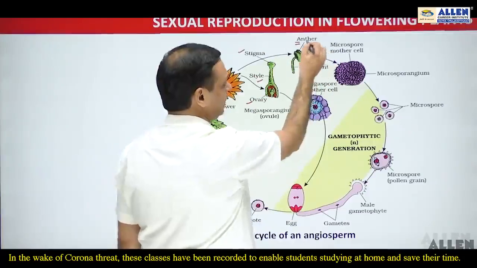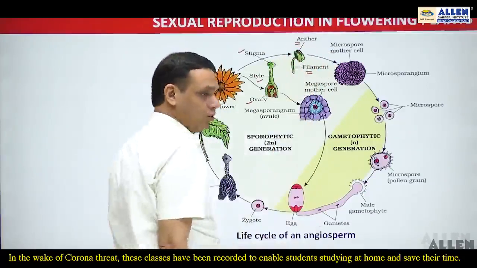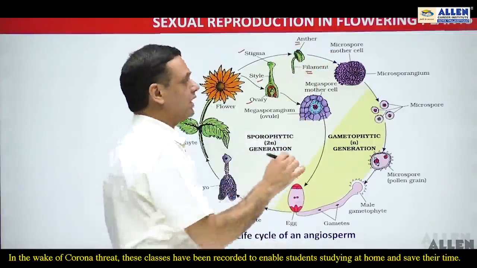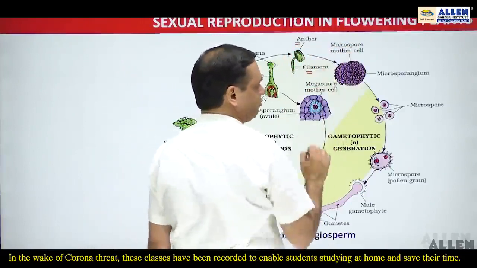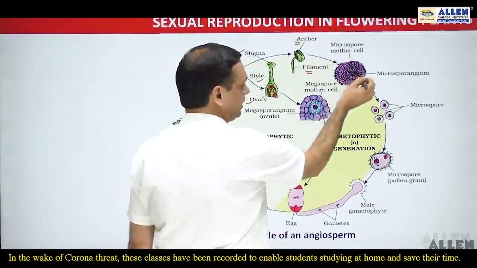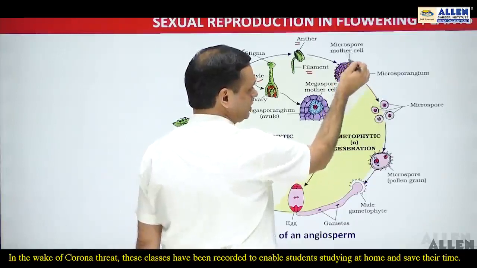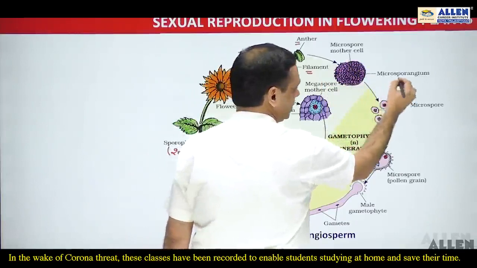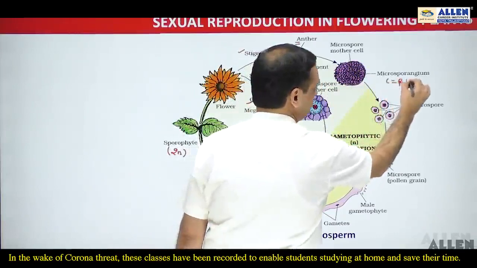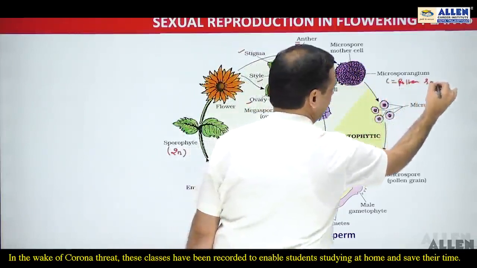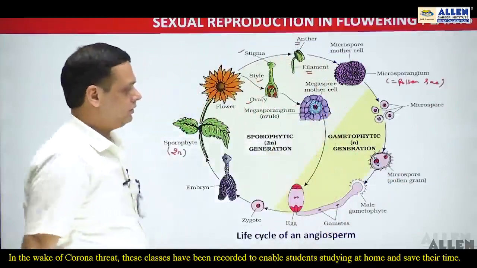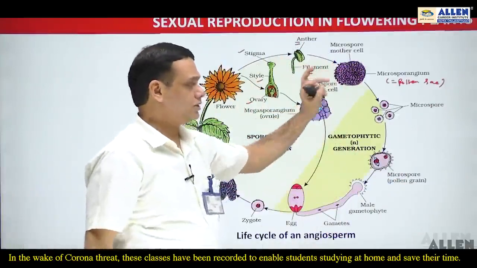Inside this anther, the pollen sacs are formed, and inside that pollen sac, microspore mother cells are formed. So inside this pollen sac, this is the microsporangium. Inside this microsporangium, which is equivalent to the pollen sac, these microspore mother cells are formed.